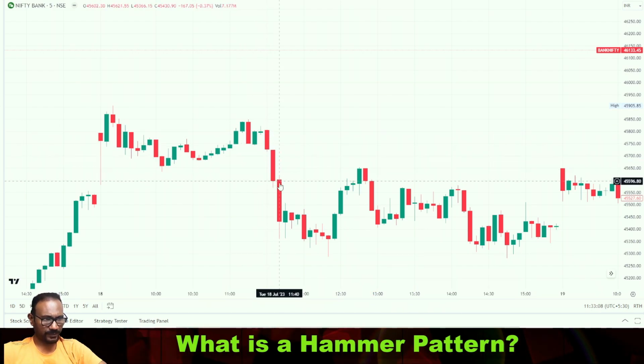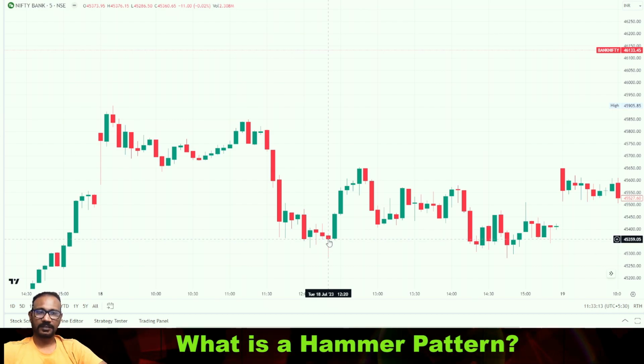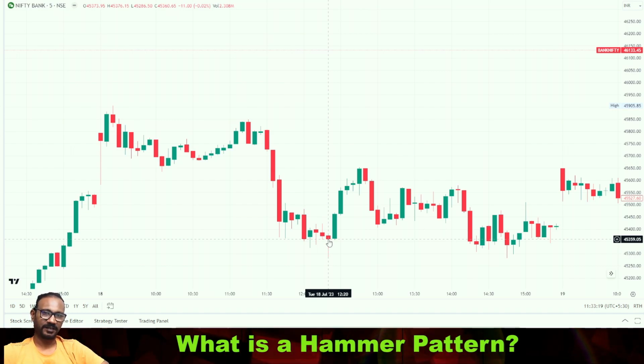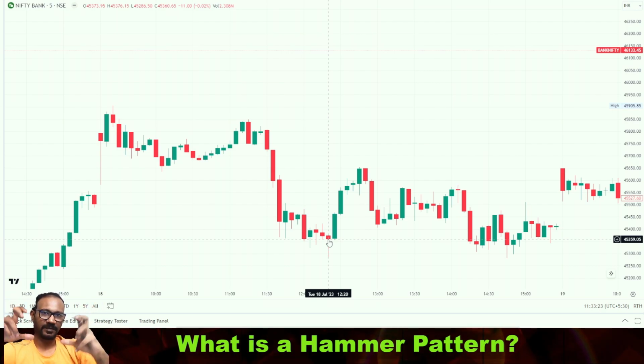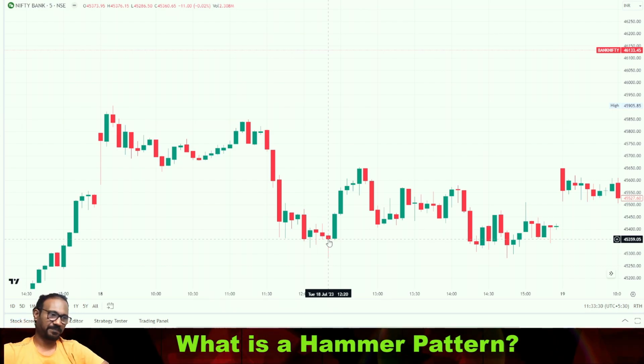The previous trend was bearish. It made a spike. It came back. It pulled. And if you look at a hammer, it actually looks like a hammer. That's why it's called a hammer pattern. You just take a hammer. You see that the mass is at the top, and then you have this handle, and it looks exactly like a hammer, right?